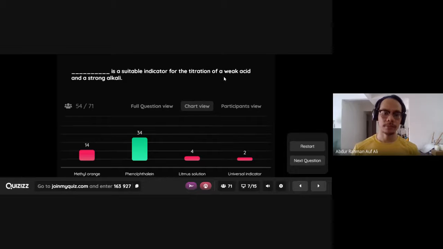Also ada dalam lecture note saya tu. Okay, dia tunjuk ada table, saya tunjuk weak acid dengan strong base. Strong base and weak acid. So phenolphthalein is a good indicator kalau kita nak titrate a weak acid dengan strong alkali, strong base.